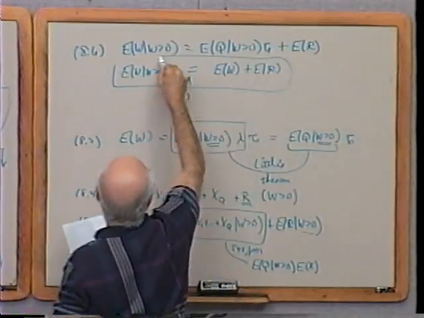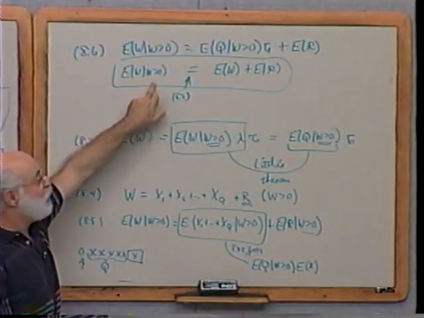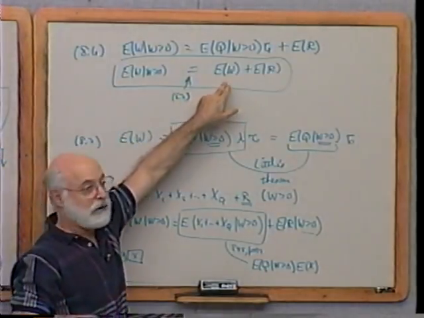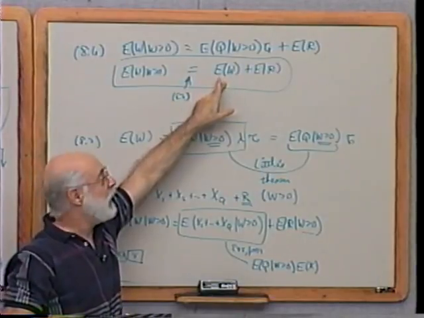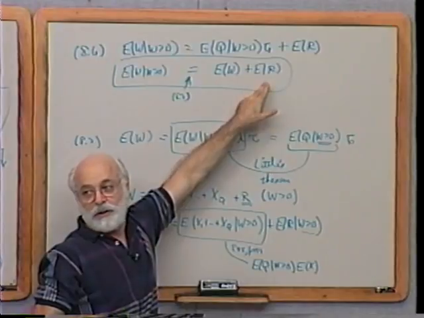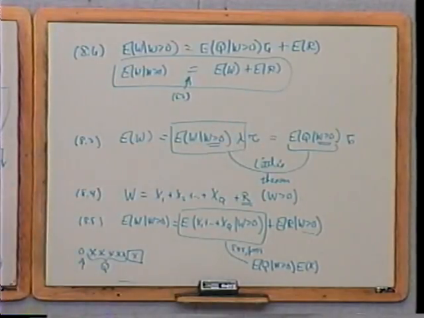So this is a very remarkable result, very simple. It says that the average waiting time for those customers who have to wait is equal to the average waiting time averaged over all customers, including those who don't have to wait, plus the remainder of the interrupted service time. So it's surprising that everything works out to be as simple as that.